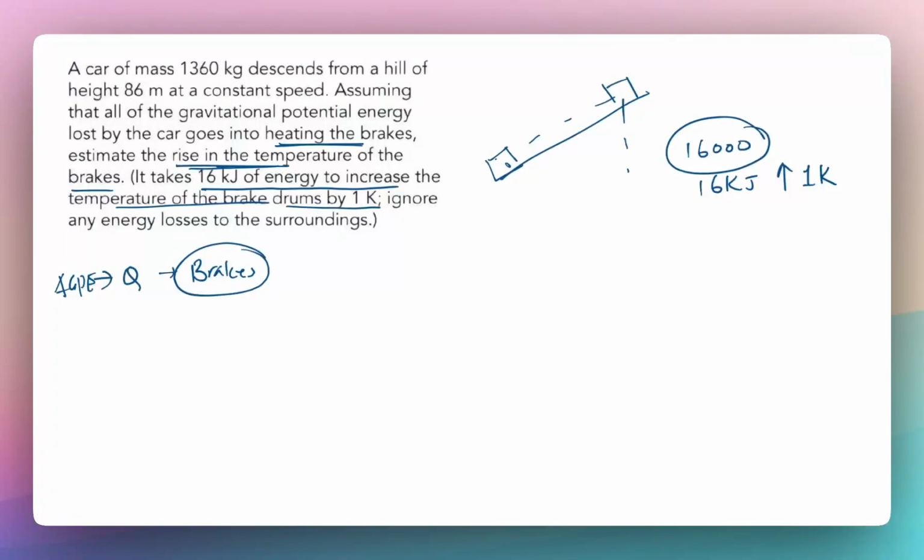So clearly we know from the law of conservation of energy, the gravitational potential energy is simply going to be mgh, right? So the loss in gravitational potential energy is going to be mgh. Let's find that out. M is 1360 kilogram, right? G is 9.8, and the height through which it descends is already given, 86 meters. So 86 meters, right?